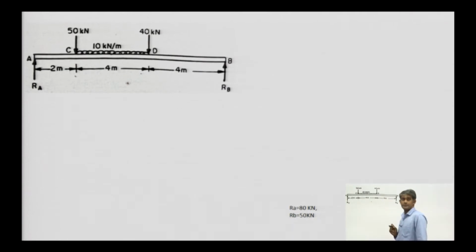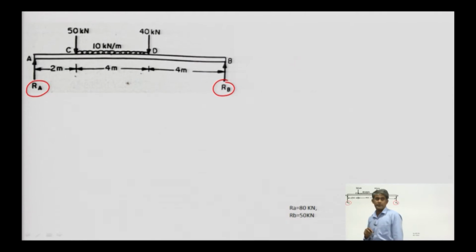In this question, we need to find the value of RA and the value of RB. Two point loads, 50 kilonewton and 40 kilonewton, are acting at points C and D. Point C is at 2 meter distance from A and point D is 4 meter distance from point B, and in between C and D, over a length of 4 meter, a UDL of intensity 10 kilonewton per meter is acting.